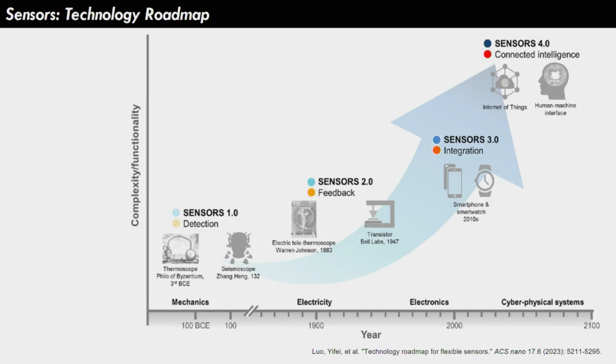Since we are all working in sensors, let us see what the roadmap is, where the industry is heading. So what is the next step? Here we are in sensors 3.0. The next step is sensors 4.0. What we want is AI on sensors.